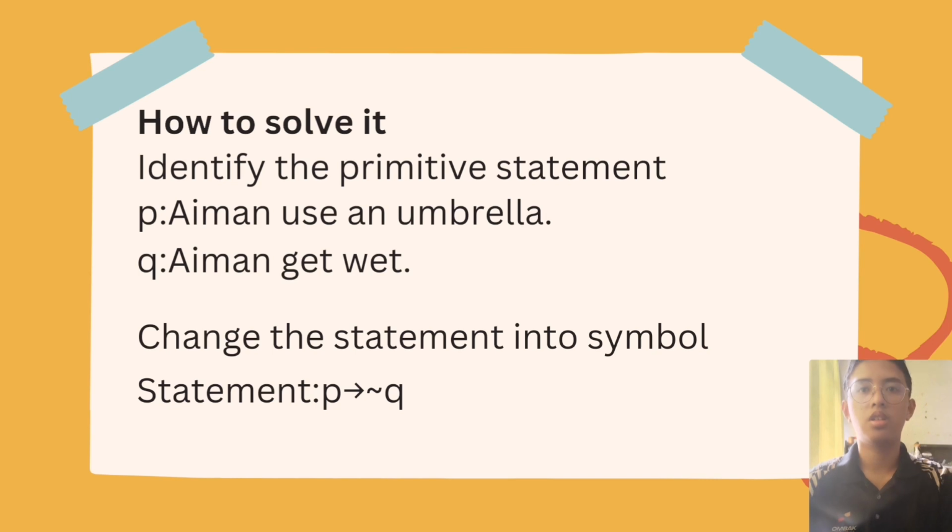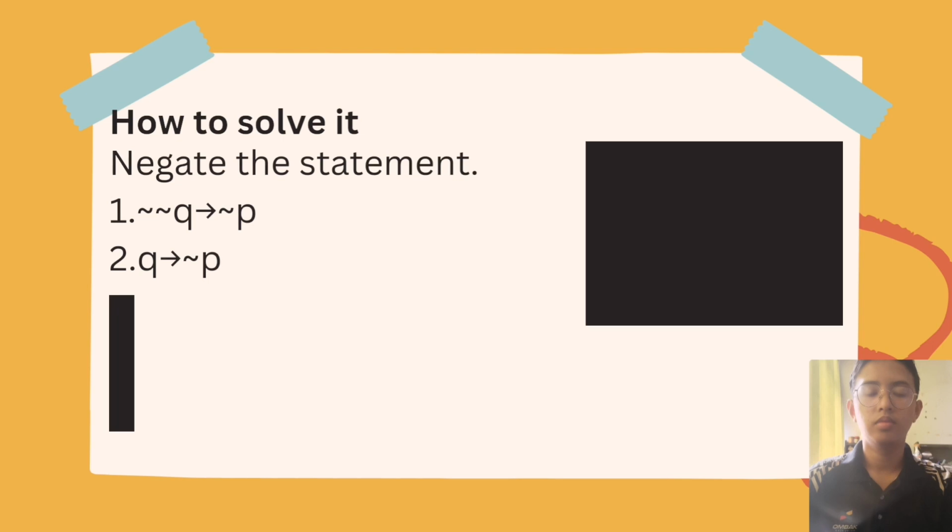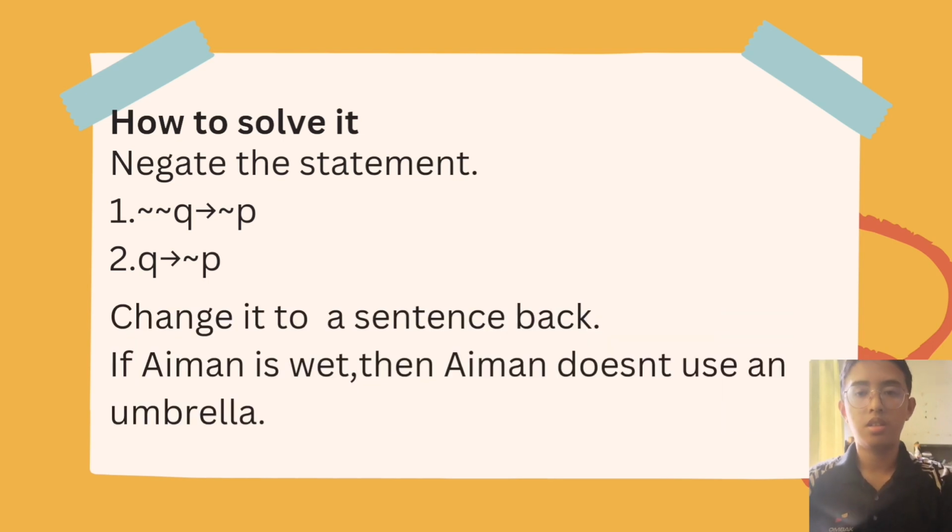And then change it into symbols, which is P implies not Q. And then we must negate the statement. By negating it, the first step gives us not Q implies not P. And after simplifying it, it's going to be Q implies not P. So if you change the statement back into a sentence, we get: if Ayman is wet, Ayman doesn't use an umbrella.